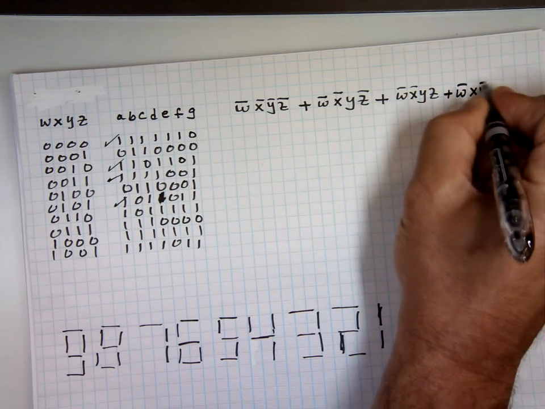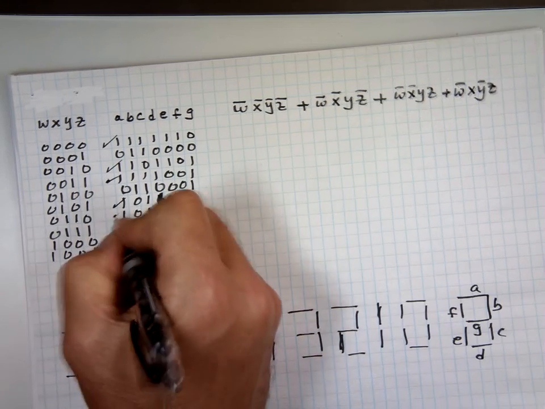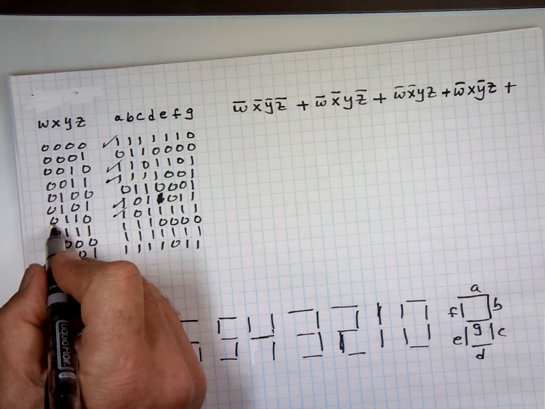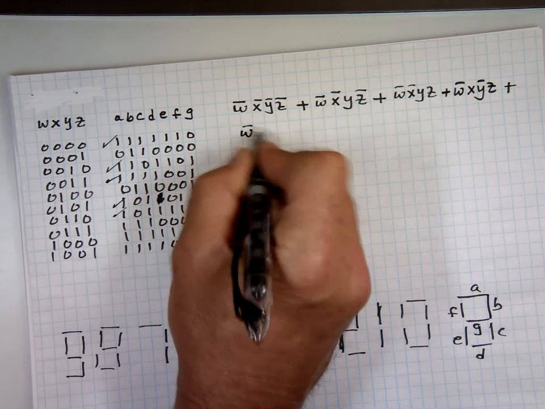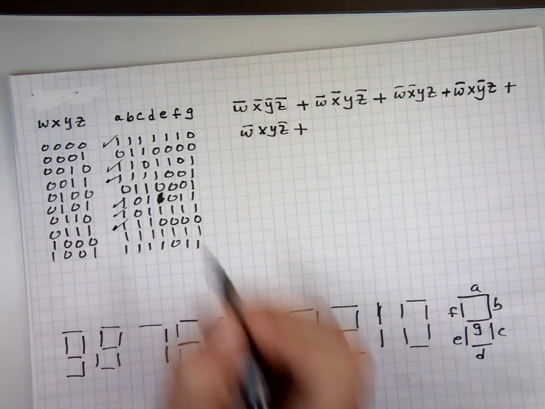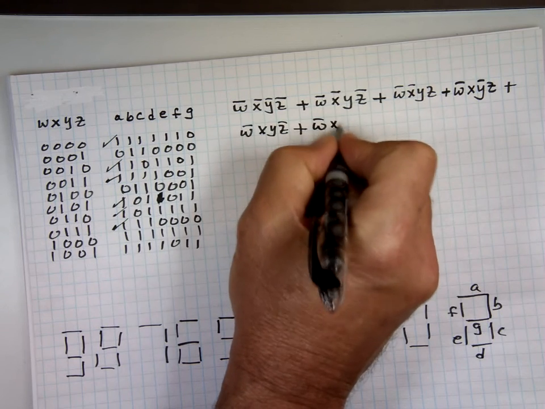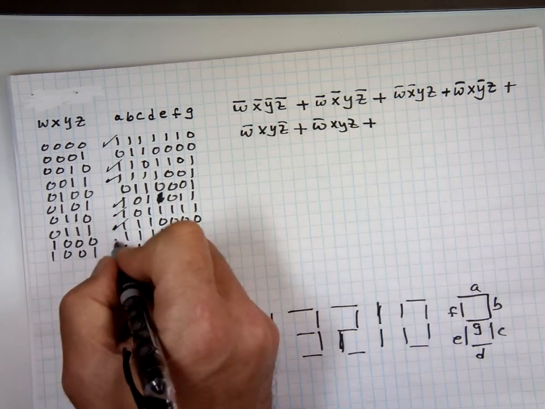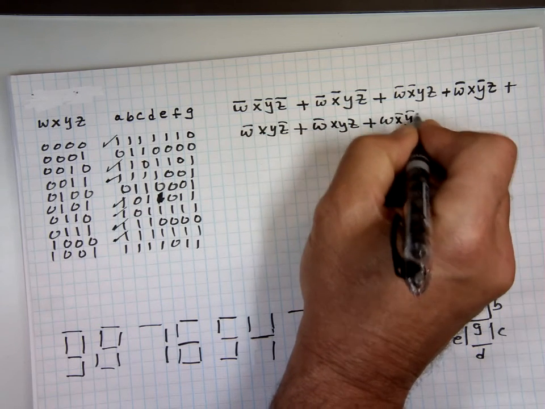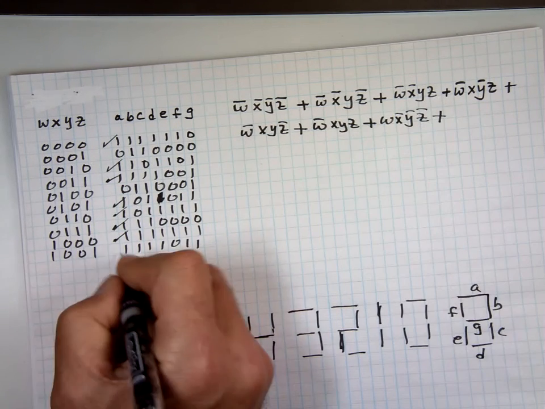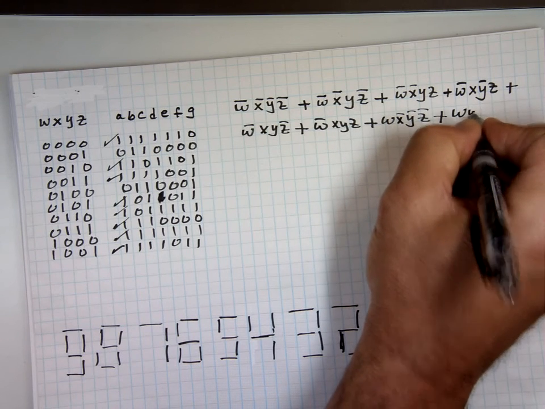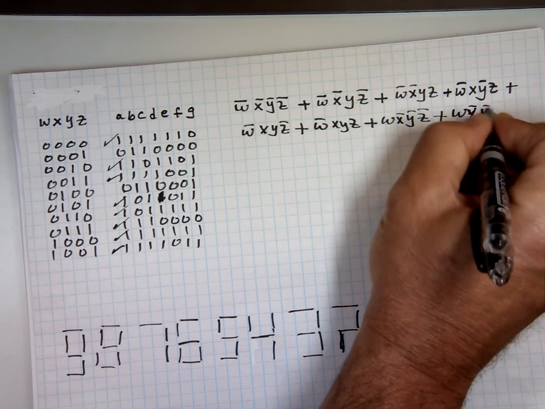Next, this one. W bar, X, Y, and Z bar. Next is this one. W bar, X, Y, and Z. Next is this one. You want all these to be 1. W is 1, X is 0, Y is 0, Z 0. And finally the last one, when this is 1, 0, 0, 1. So that becomes the function for the letter A.